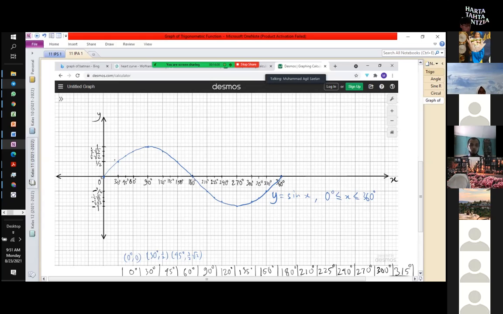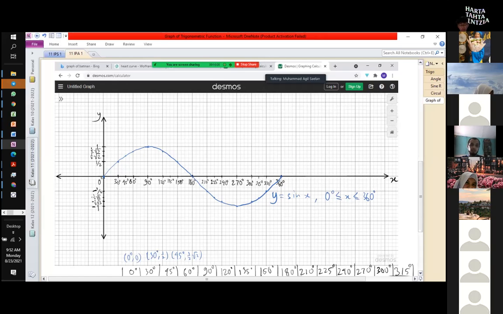Okay, so what's next? First of all, the shape of this graph looks like a wave. So it's also called a sine wave, I think. Something like that. And as you know, if you want to sketch a graph, you need to know its general shape. So for the sine wave or sine graph, the general shape is like this.